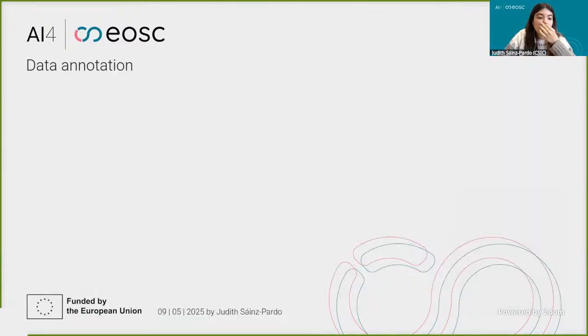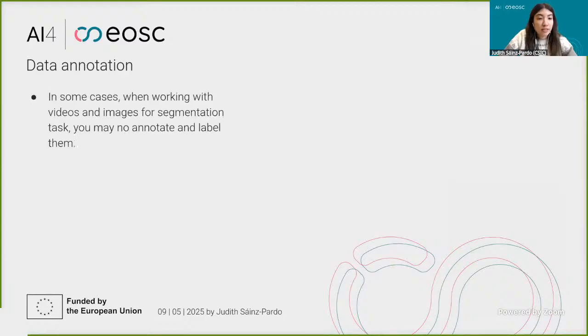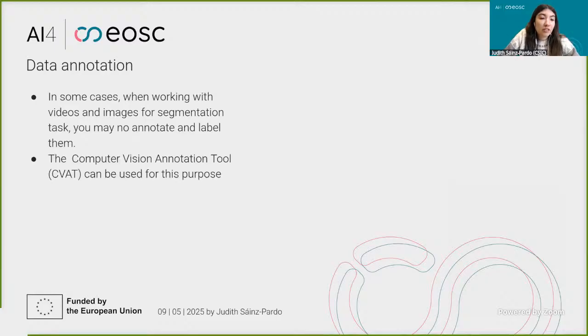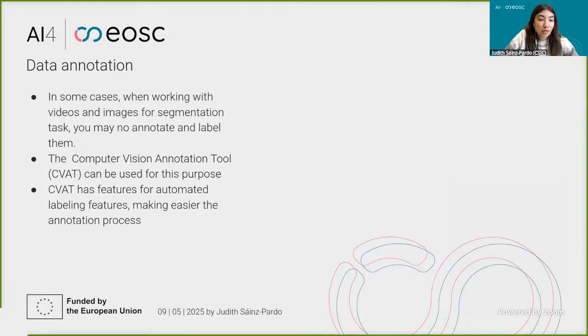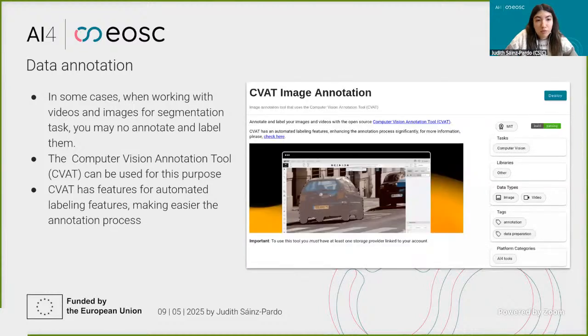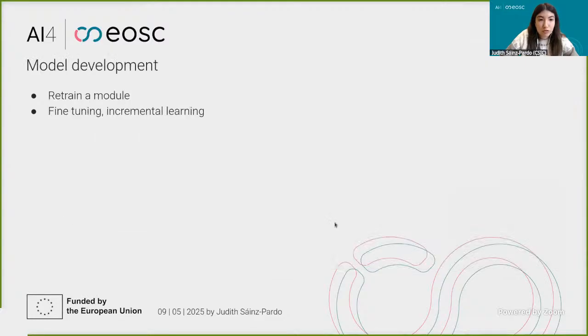And this is concerning the data, but also in some cases we may need tools, for example, data annotation tools, in cases in which we are working with videos, with images, and we want to make it easy for the users to do automated labeling of the images, of the videos. And in order to do so within the platform, the CVAT image annotation tool has been integrated for this purpose. Now we move to the model development.